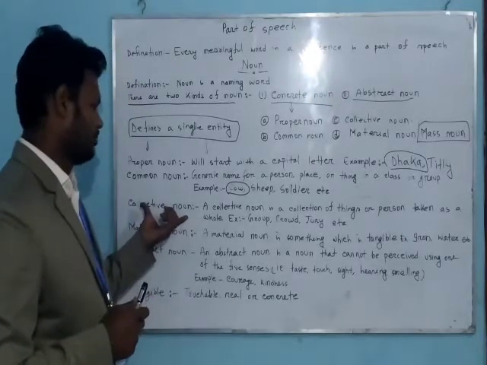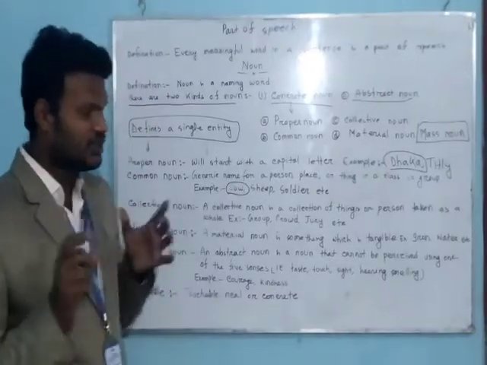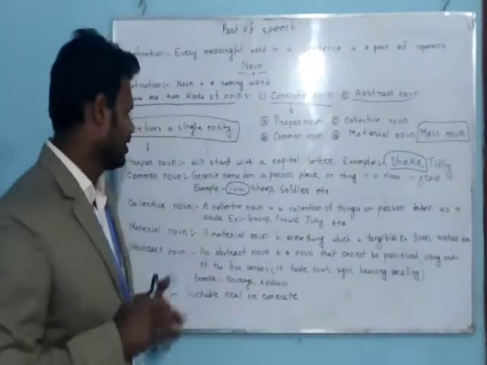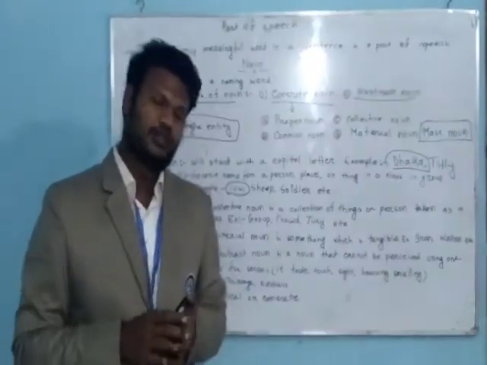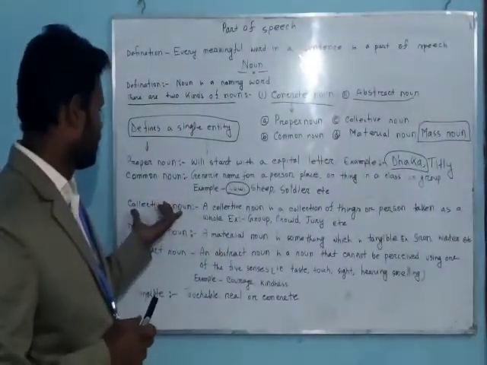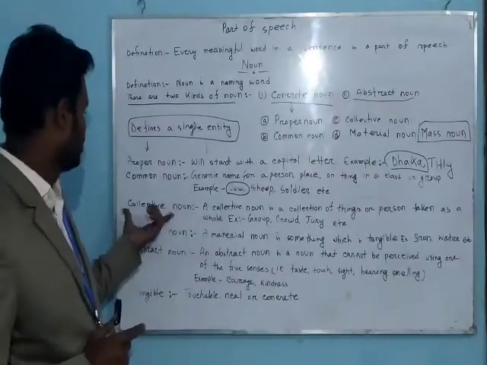Third one is collective noun. What is a collective noun? A collective noun is a collection of things or persons taken as a whole. So here you'll have to be tricky to understand this one. It's not that difficult. It's very easy. Let's define this one.